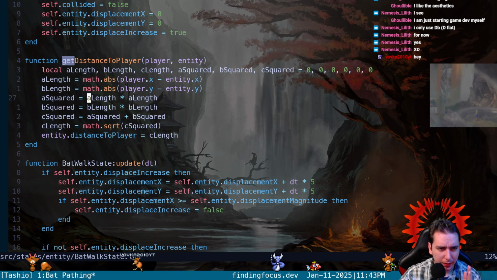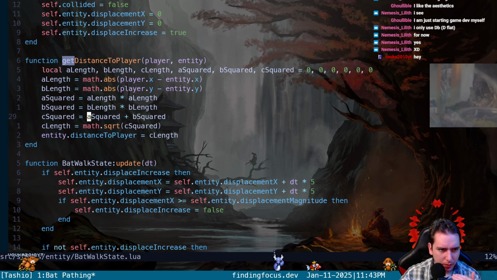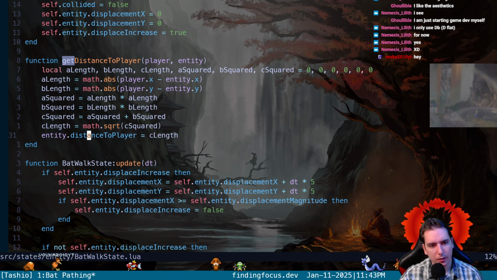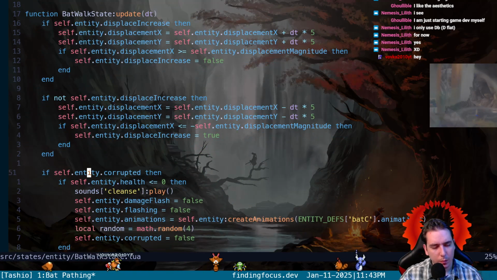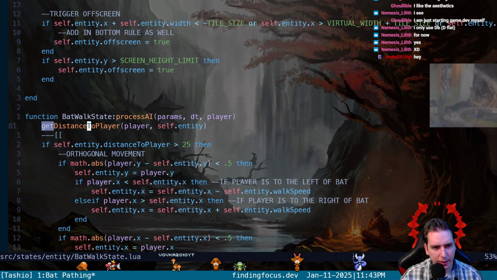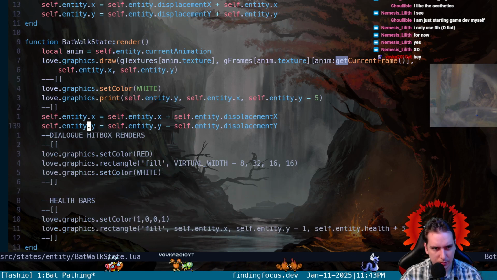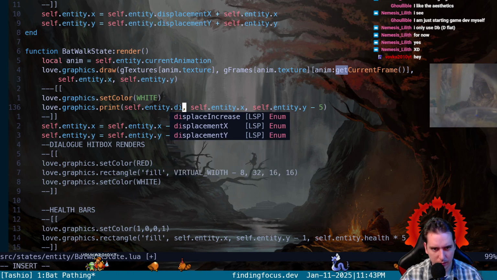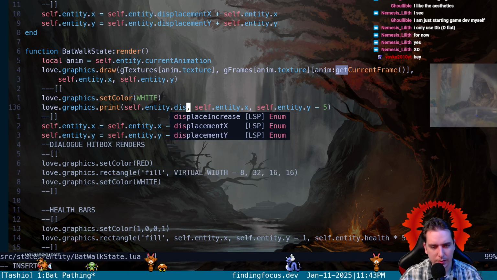We square the a length, we square the b length, and then a squared plus b squared equals c squared, and then we square root c squared to get the length of that hypotenuse, and that's the distance to our player. So we run that function every frame in our process AI, yet when we print up the distance to player, we're getting a variable distance.